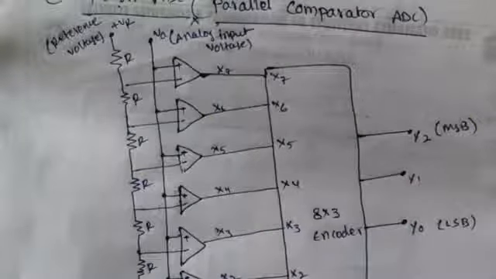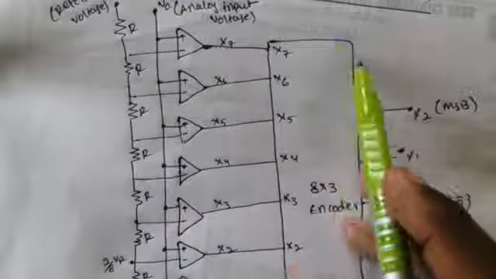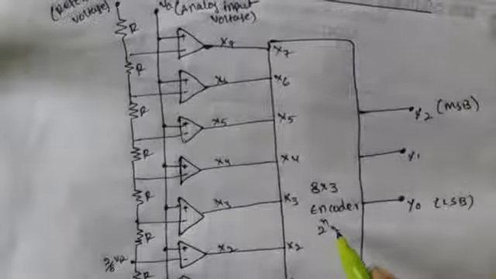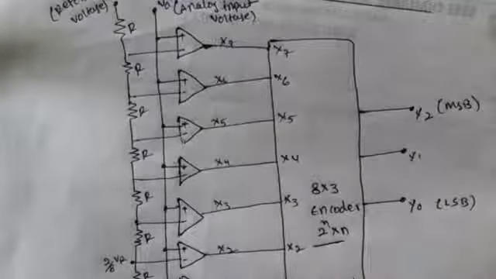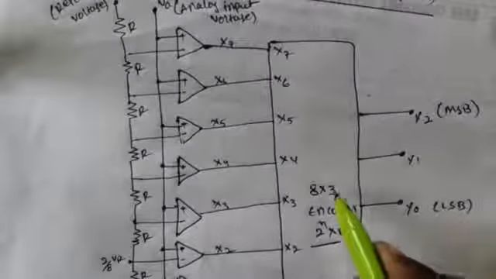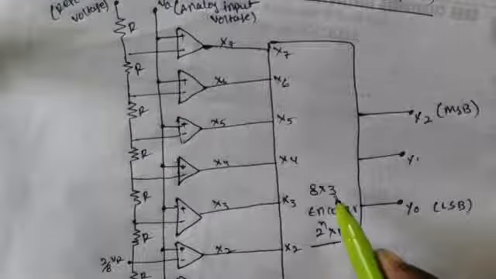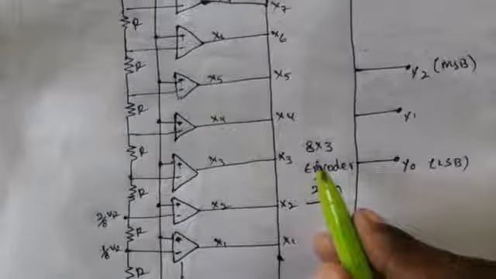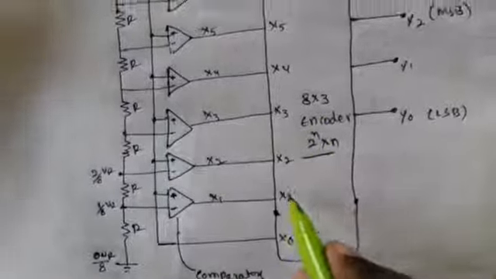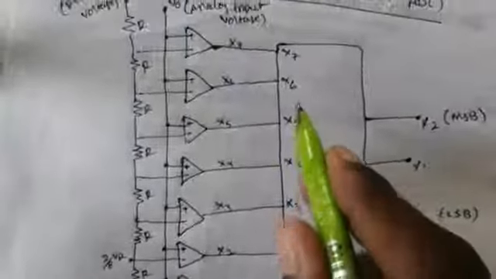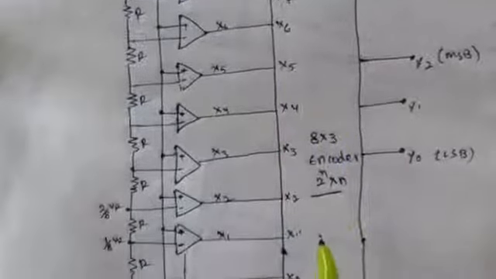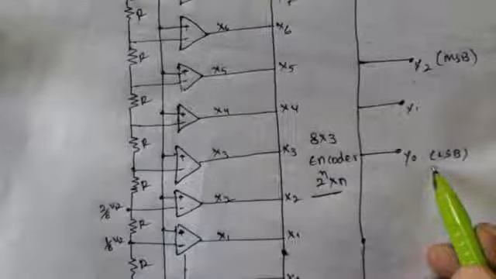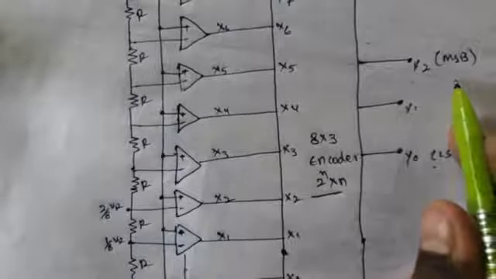First point, the encoder. That encoder I am considering here is an 8 to 3 encoder, that is a 2 power n to n encoder. To get n, meaning 3 outputs, I am choosing an 8 to 3 encoder. The corresponding 8 inputs are x0, x1, x2, x3, x4, x5, x6, x7, and the 3 outputs are y0, y1, y2. y0 is the LSB and y2 is the MSB.